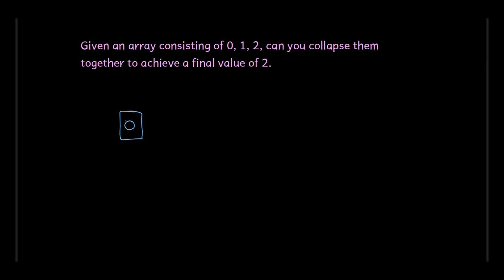Now what happens when 0 merges with 0? When 0 merges with 0, it means that the first box had 0 0, and the second box had 0 0. So if you sort them together, the end result that you would get would still be 0. So 0 and 0 merges to create 0.